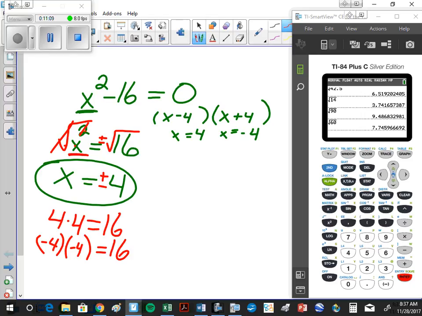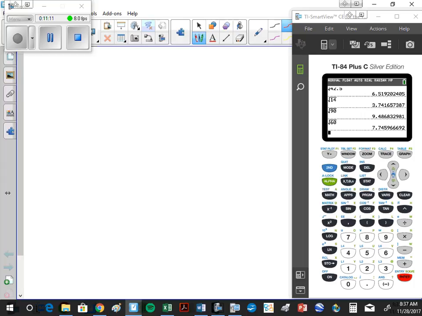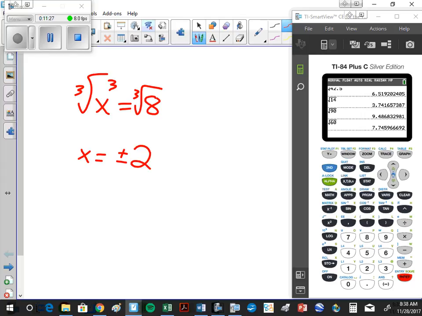Okay? What if I had x to the third power? x to the third equals 8. If I took the cubed root, does x equal plus or minus 2? Is that true? Let's think about it. 2 times 2 times 2, is that 8? Yes. What about negative 2 times negative 2 times negative 2? No. Why not?